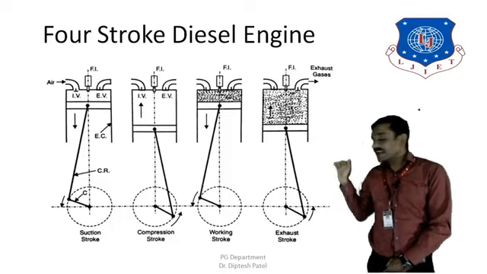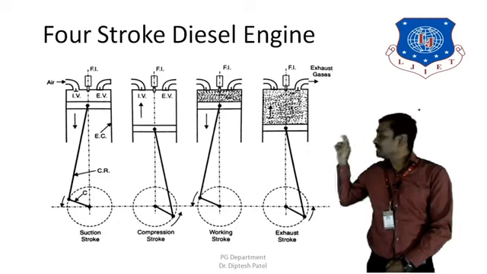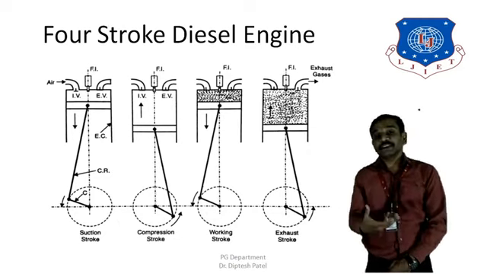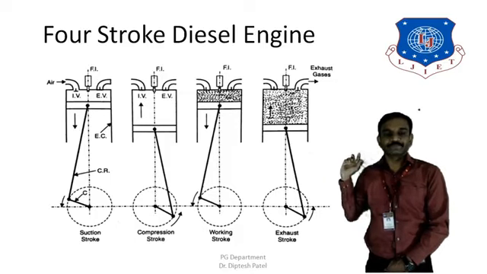And then in the last one, the piston again moves from BDC to TDC. At that time the exhaust valve remains open, so all the exhaust gases which have been generated in the cylinder leave the engine through the outlet valve.